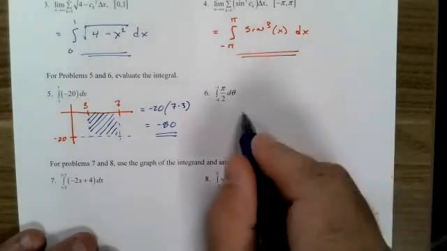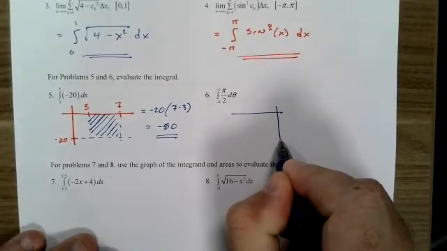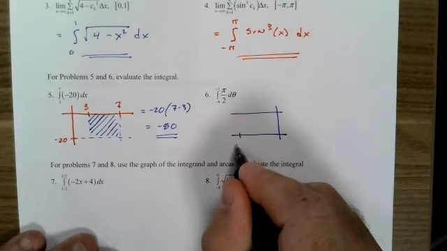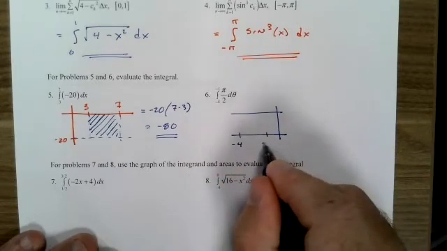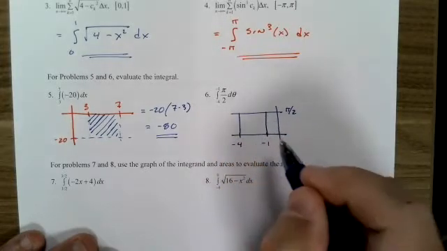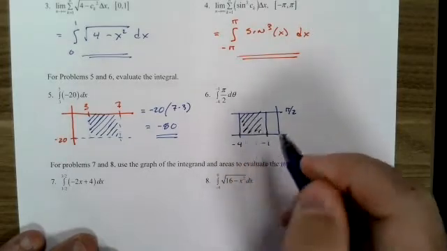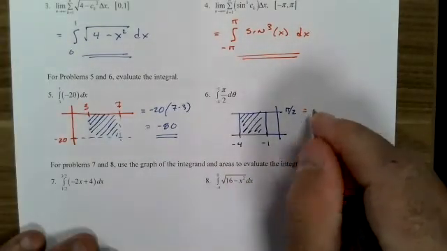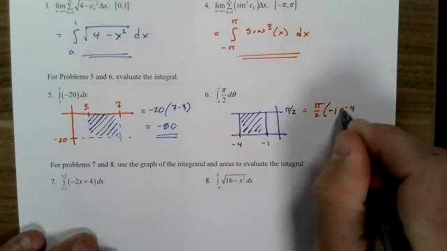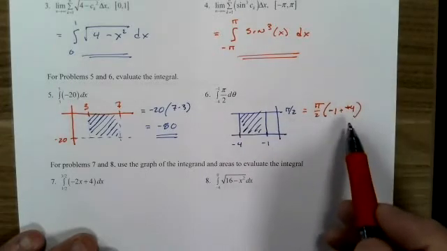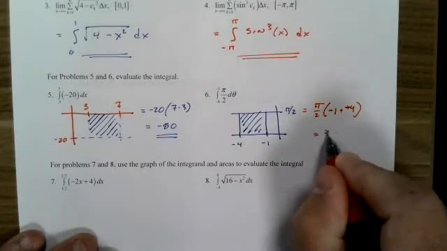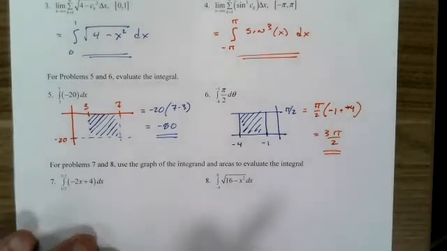-1 to -4, pi over 2. Equals above the x-axis, pi over 2, -1 minus -4. I honestly don't care how you do this as long as you know that we're looking at something positive. So that is 3 pi over 2. You can always check this with your calculator if you want.